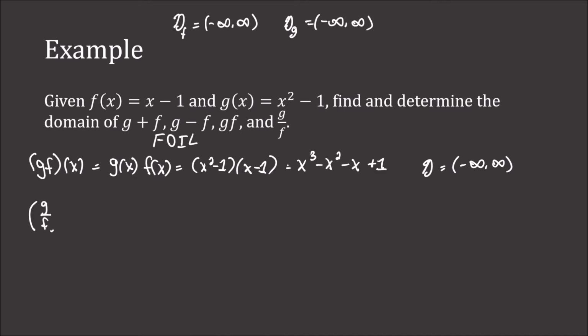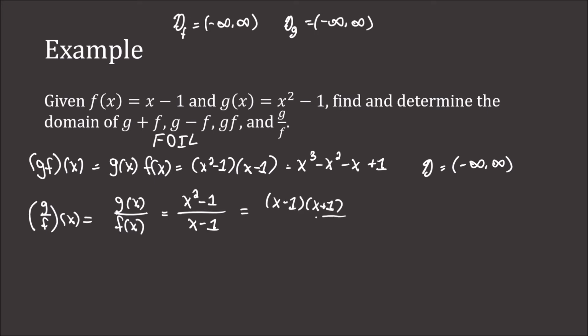We finally look at g over f of x. So this is simply g of x divided by f of x. So we get x squared minus 1 over x minus 1. This, of course, can be simplified. Remember, x squared minus 1 from algebra is x plus 1 times x minus 1. So we could write this as x plus 1.